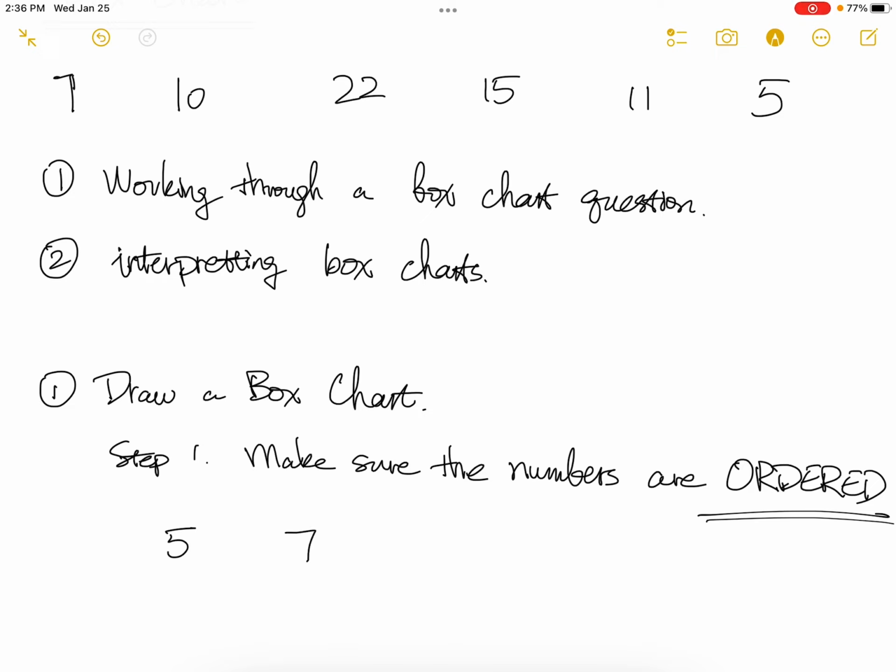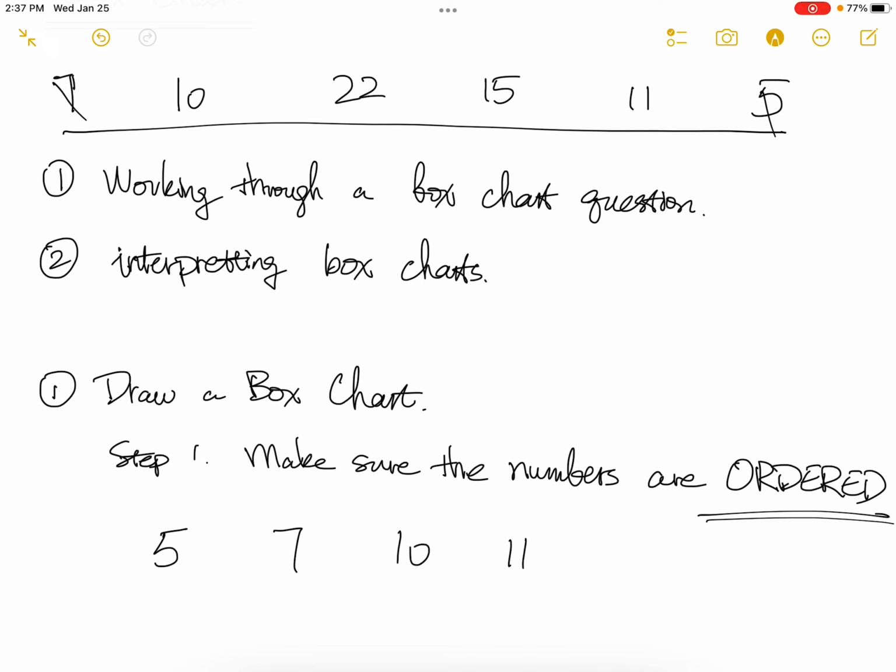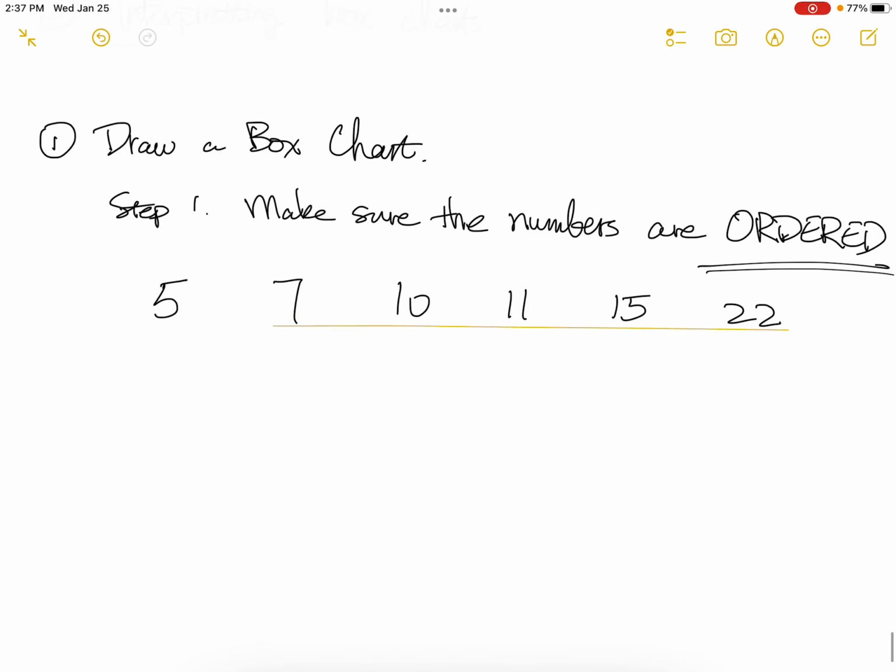5, 7, 10. And by the way, when you sort them, in order to make sure that you don't miss a number or double count, I would recommend that as you're doing this, you see 5 is the smallest, and then just cross it off like that. 7, that leaves no room for error, right? And then 10, 11, 15, 22. So that's step one. Step one, we make sure the numbers are ordered.